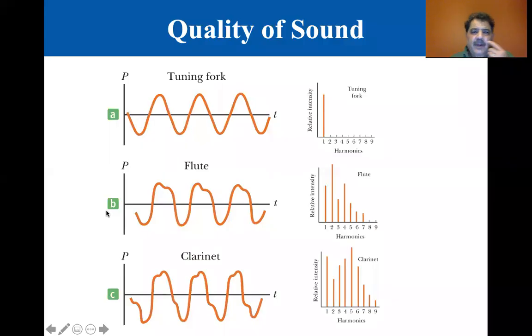Okay, I'm going to do the last two sections, 1412 and 1413, as one unit: the quality of sound and the ear. Let's start off with the quality of sound, 1412. When you strike a tuning fork properly, you'll only get a single frequency. You'll only get the tines of the tuning fork operating at the fundamental.